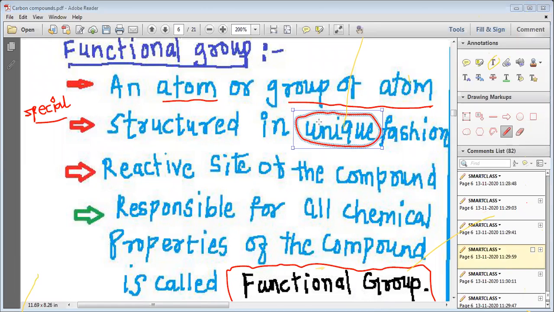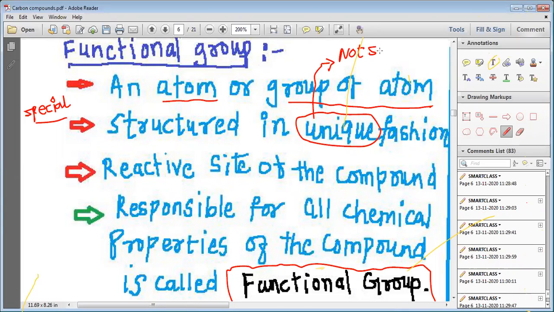The meaning of unique is not similar to others, not similar to anything. So please understand that the structure of the functional group is unique, it's special, and it is not similar to another functional group. And that is why we write structured in unique fashion.